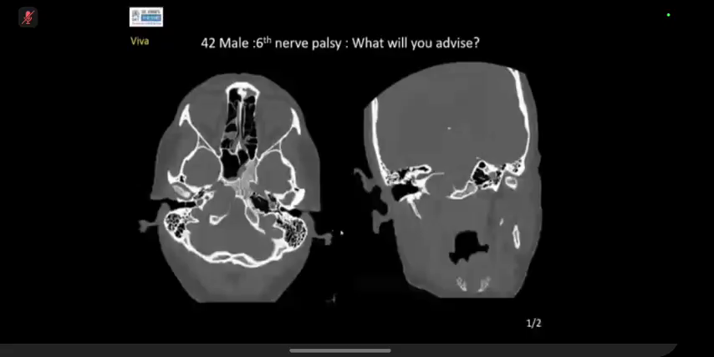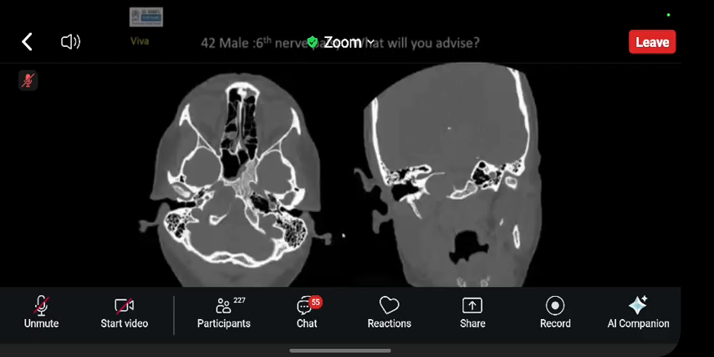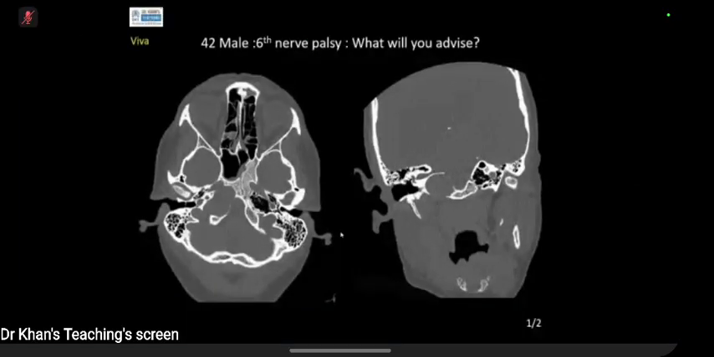So we've got a 42-year-old male with a history of 6th cranial nerve palsy. I'm just going to take a moment to interrogate the selected axial and coronal images on CT. There is an area of low density within the left petrous apex, and when you compare it to the right side, it does look quite asymmetrical. With that history, it makes me think about petrous apicitis.